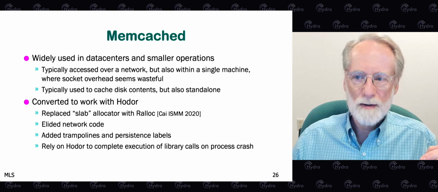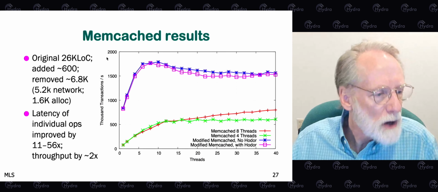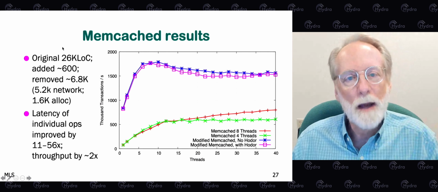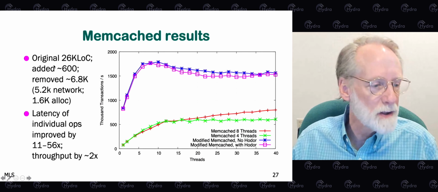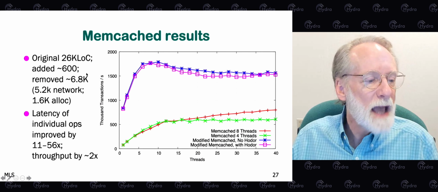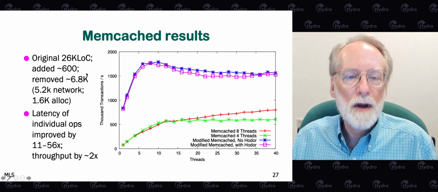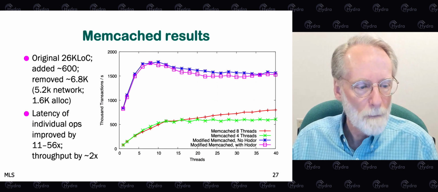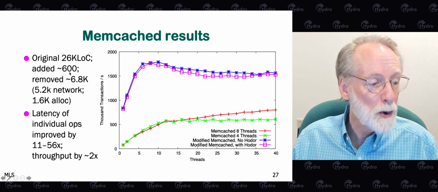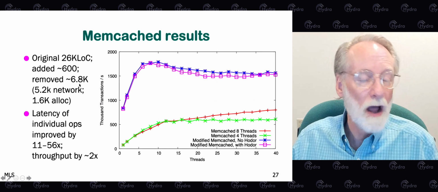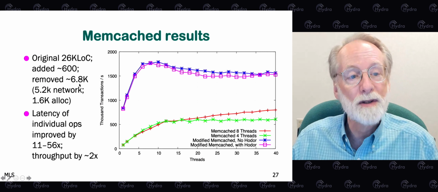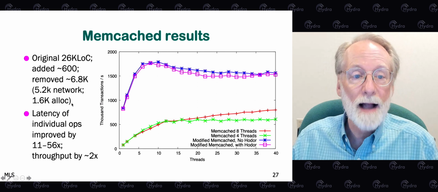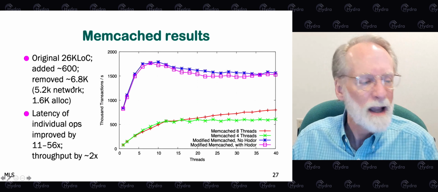So here's some performance results. We started with about 26,000 lines of code. That's the size of Memcached if you download it from the repository. To that, we needed to add about 600 lines of code in order to build the trampolines for Hodor. At the same time, we removed almost 7,000 lines of code, mostly devoted to the network, also to some degree to the slab allocator that we replaced with Relic.